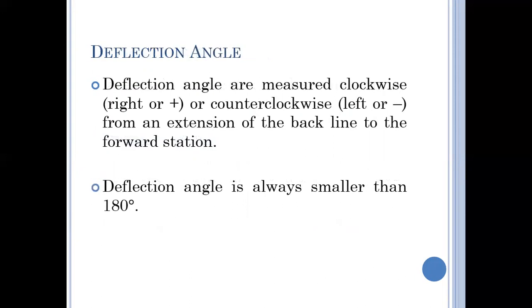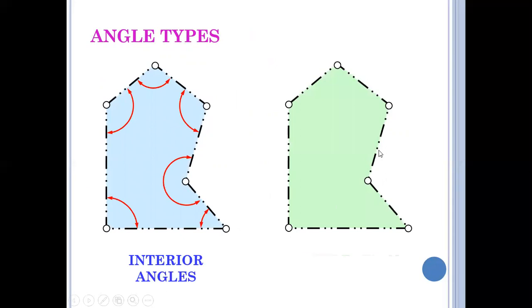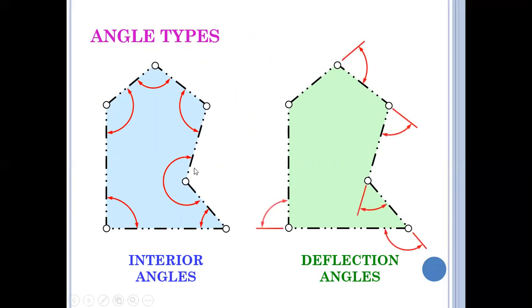Deflection angle is measured clockwise, to the right or positive, or counterclockwise, to the left or negative, from an extension of the back line to the forward station. So our deflection angle is always smaller than 180 degrees. This is the representation of the interior angle and exterior angle, the angles here. If I sum the interior plus exterior at any given point or station, the value should be 360 degrees. For the deflection angle, it is the angle from an extension line to the forward station.